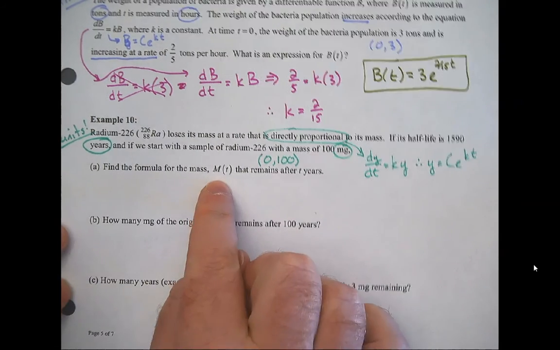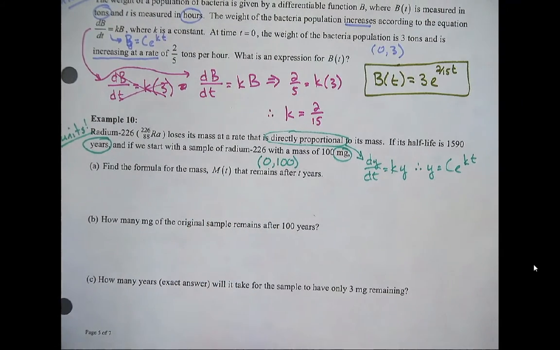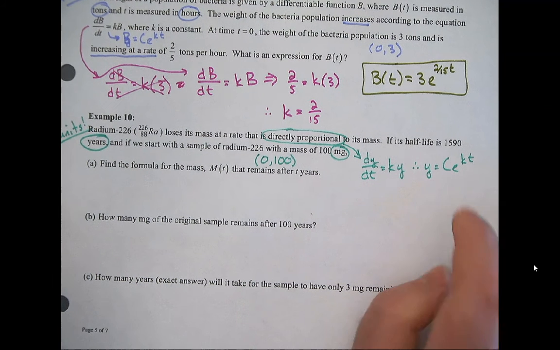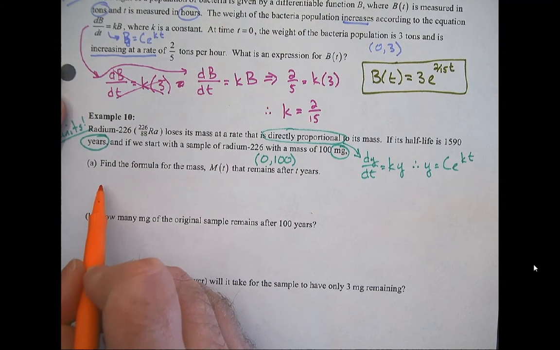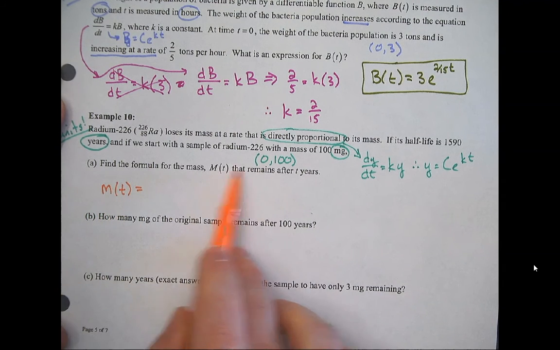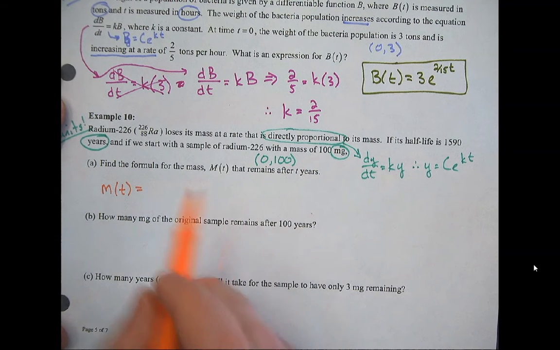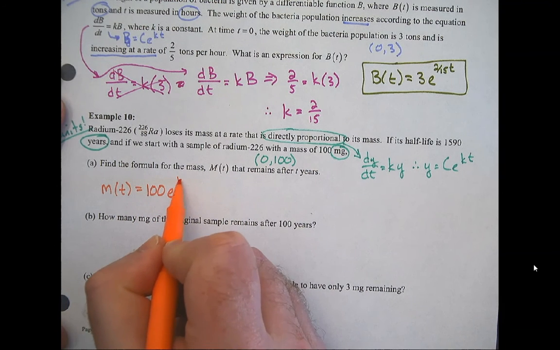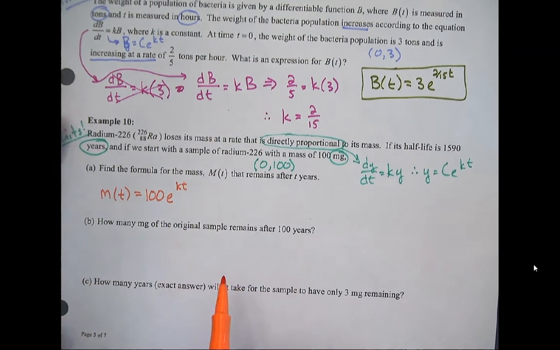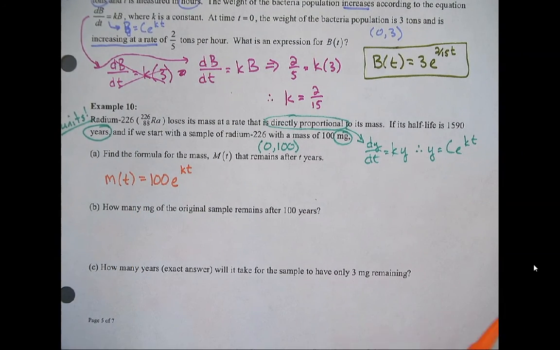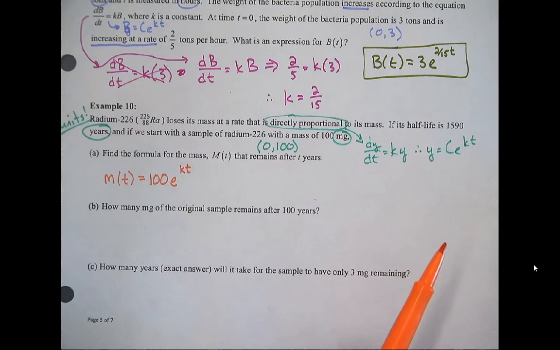Find the formula for m of t that remains after. So that means I'm trying to take this equation. I'm trying to figure out what m would be. So that would be what? m of t is equal to my initial condition, which, how much did we have to begin with? 100. e to the, we don't know what k is, and we don't know what t is. So we got to do some work. This is where we're going to begin. So they got to give us a hint somewhere along the way so we can figure out what that k value has to be.